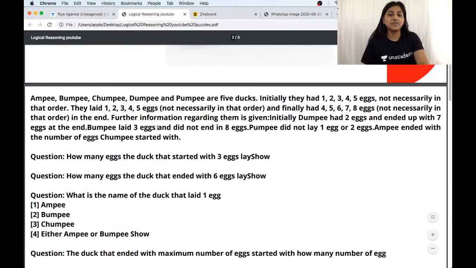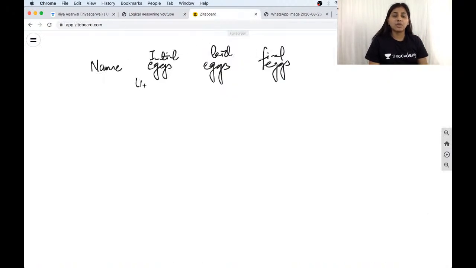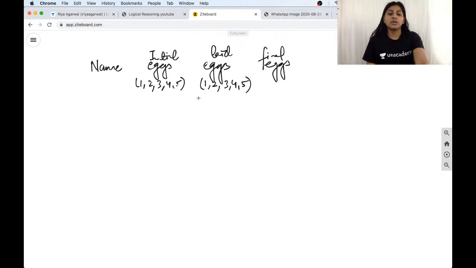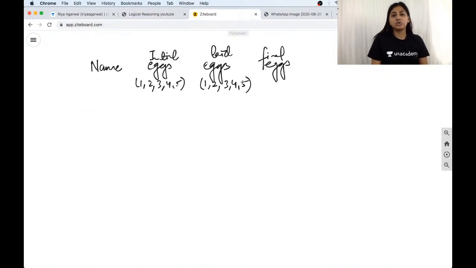Alright, so the first information we have, let's write this down. The initial eggs were 1, 2, 3, 4, 5. Eggs laid were also 1, 2, 3, 4, 5. And final eggs were 4, 5, 6, 7, 8. Now this can be in any order. So for 8, it could be that 4 and 4 were added, or someone had 5 and 3, or maybe 6 and 2. Okay? So there are so many options for how these combinations can be formed.